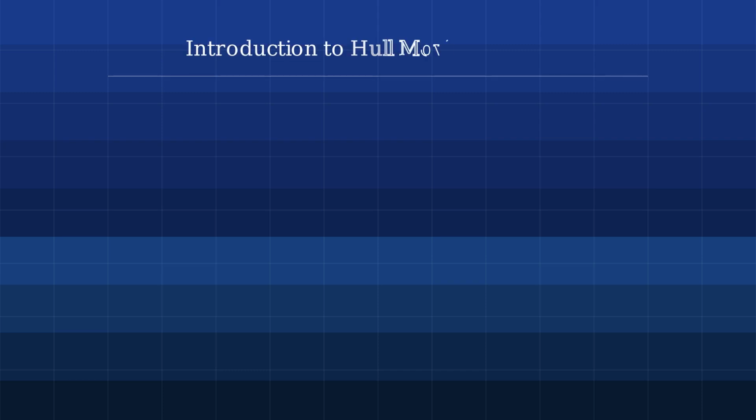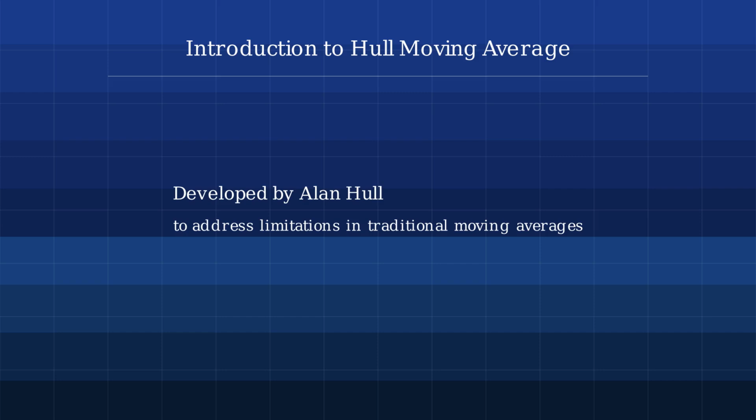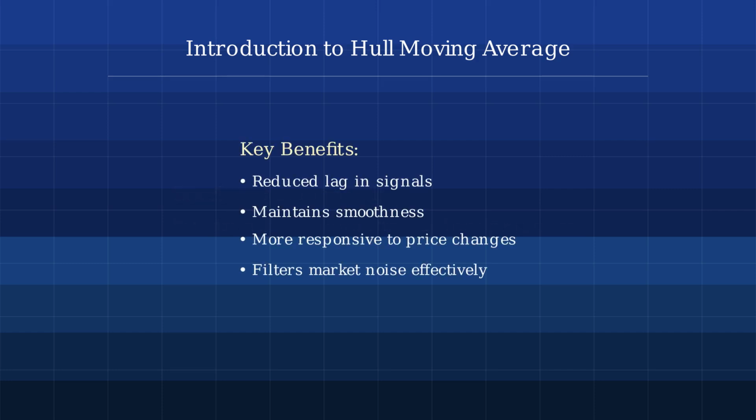The Hull Moving Average is an innovative technical analysis indicator that offers significant advantages over traditional moving averages. Developed by Alan Hull, this indicator was specifically designed to overcome common limitations in traditional moving averages. The key benefits of the Hull Moving Average include reduced lag in signals while maintaining smoothness. It's more responsive to price changes while effectively filtering out market noise.